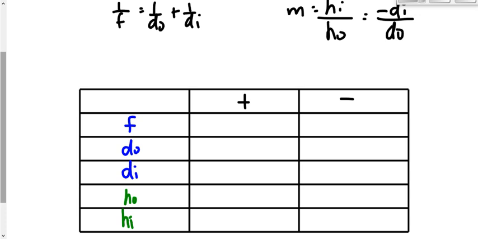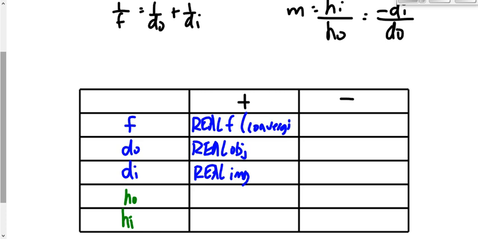That first equation, the lens equation, 1 over f is equal to 1 over do plus 1 over di. All the variables in that equation are positive if they are real. So a real focal point, it's positive. A real object, it's positive. A real image, it's positive. Make sense? All right, when do we have a real focal point? If it's a converging lens. When do we have a real object? Well, for us in Physics 30, it's always.